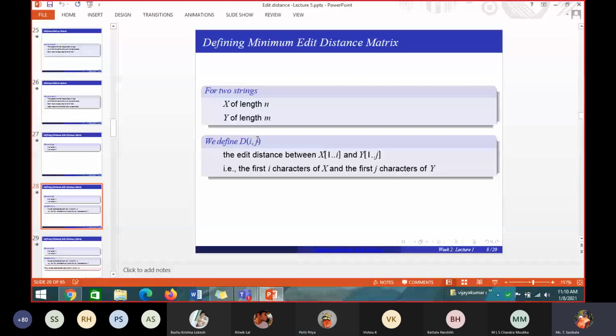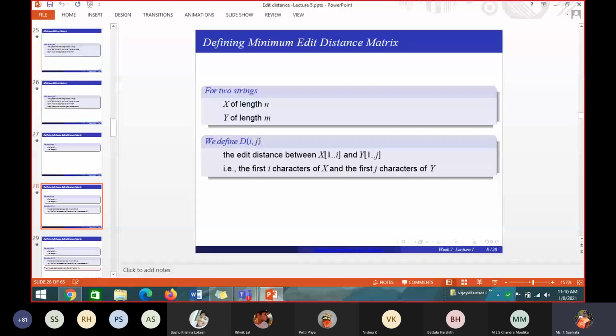Say for example, if I give 1,2, I am finding the distance between the first character of X and the second character of Y. If I give 3,3, D of 3,3 means the third character of X is compared with the third character of Y. We will see this drawn as a matrix representation, where each box is represented. So make a note.